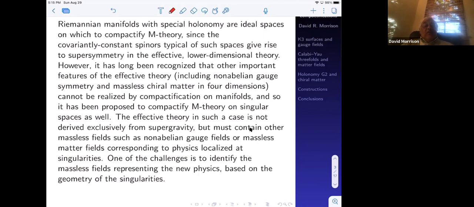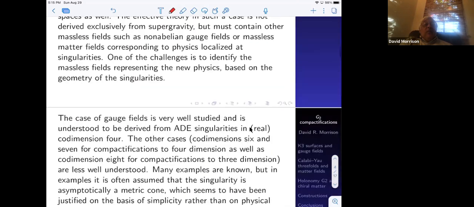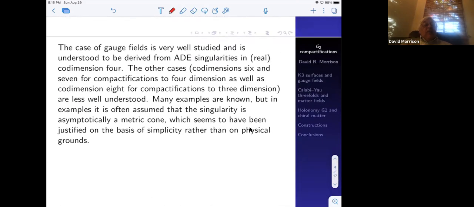But one of the challenges here is to identify which massless fields represent the new physics and link those somehow to the geometry of the singularities that we're imposing. Another challenge, of course, is going to be to find models with those singular types of singularities.